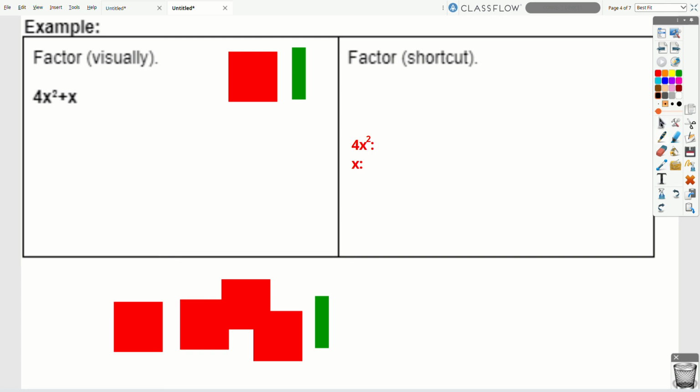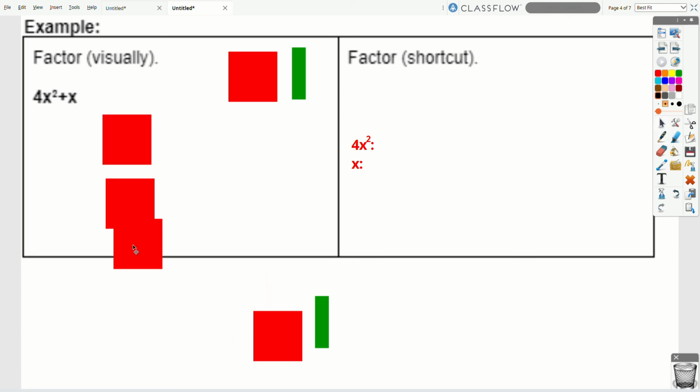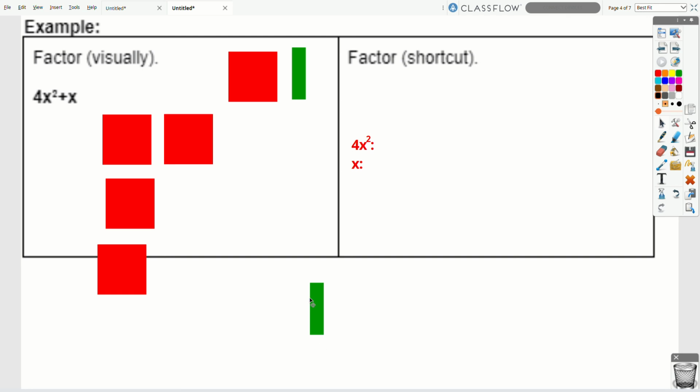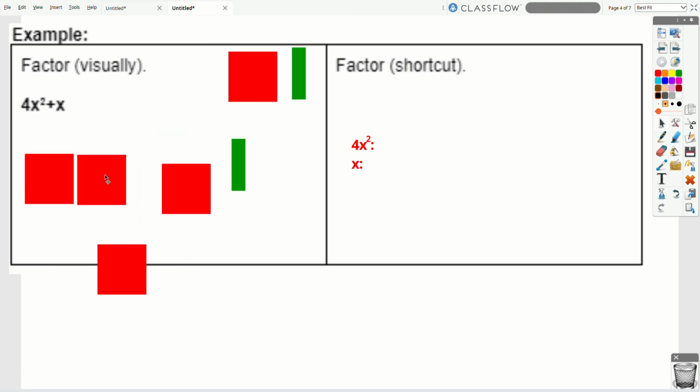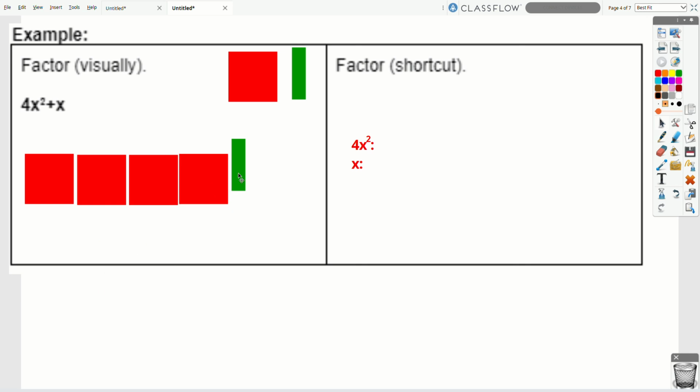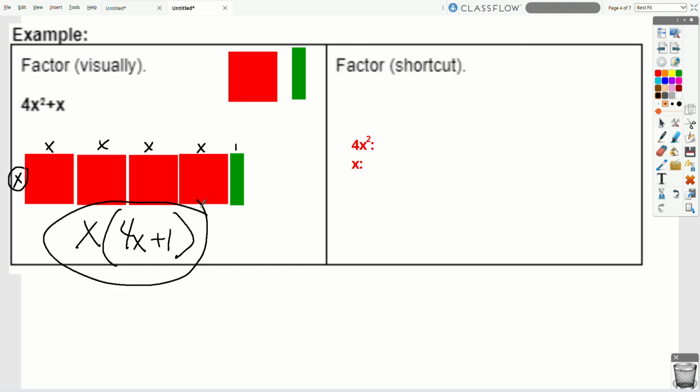Last one, 4x squared plus x, so we take 4 of these x squareds, and now we just have 1 x. And so it looks like we don't really have a configuration here because there's 4 of these, but even something as simple as this, even though it's a little different than the patterns from before, this still makes a rectangle, correct? So this side is x, this top part x, x, x, x, 1. So we have x times 4 x's plus 1. There is our factored form.